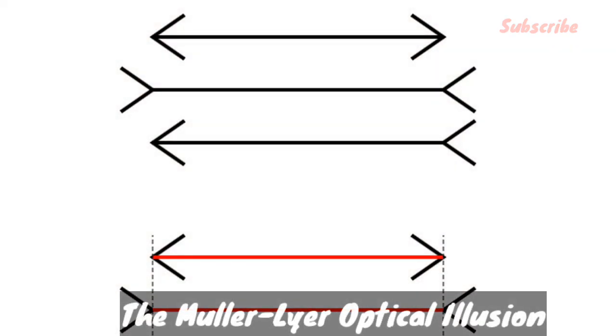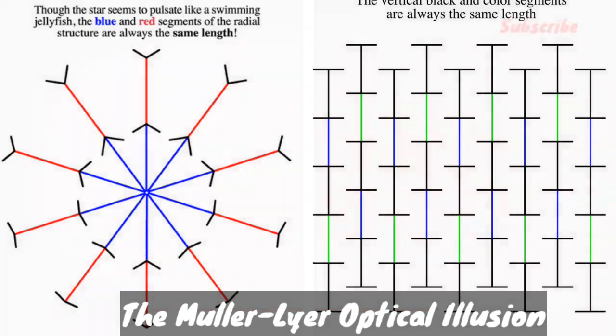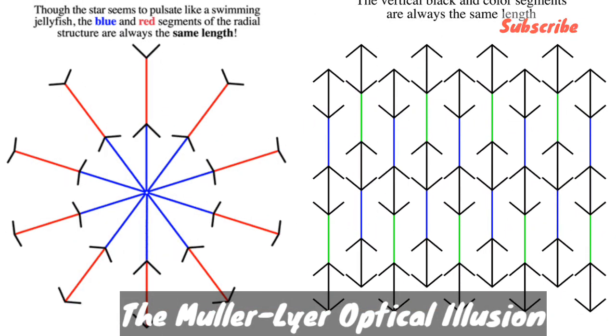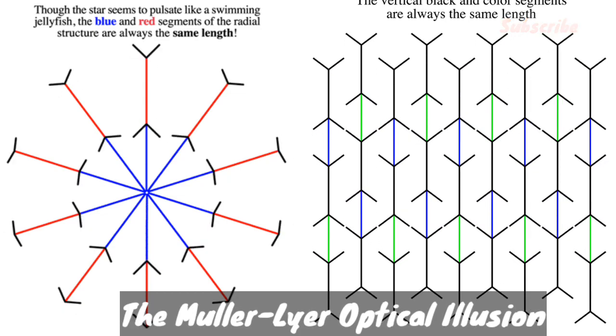7. The Muller-Lyer optical illusion. Muller-Lyer illusion. Here's a classic illusion that still manages to stump a lot of people. Which line is longer? In reality, both lines are the same length.